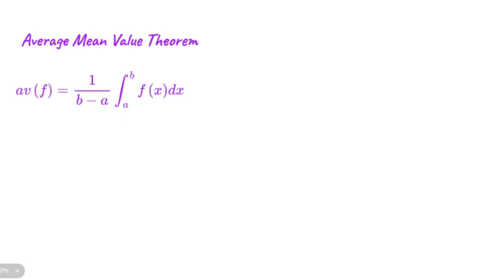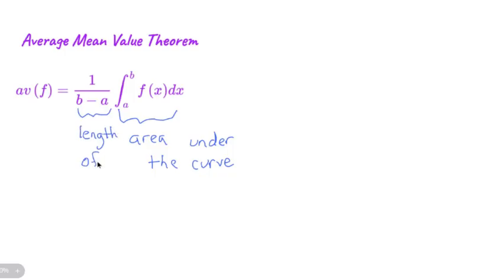And then finally, the average mean value theorem. This is something that comes up where we have the integral from a to b of f of x dx. This would say something like, find the average value over the interval. We're taking the indefinite integral, which would be, again, remember this is just simply area under the curve. Okay, and then we're dividing by what is effectively the length of the interval.